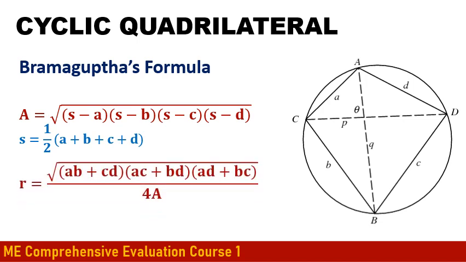For the radius of the circle, this is how we can use the area. Once you have the area from Brahmagupta's formula, you will substitute it in this formula so that you can get the radius of the circle that will circumscribe that cyclic quadrilateral. A, B, C, and D represent the lengths of the sides of this cyclic quadrilateral.